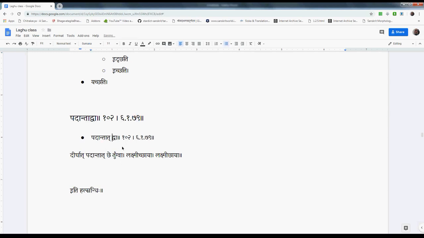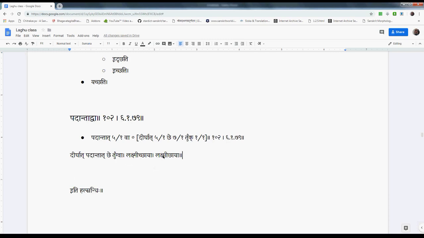So padantat va. Panchami ekvachana, padantat va, dirghat, panchami ekvachana. Tuk prathama ekvachana adesha. So padantat va che is also there. Che dirghat che tuk, saptami ekvachana. So dirghat padantat che tug va.